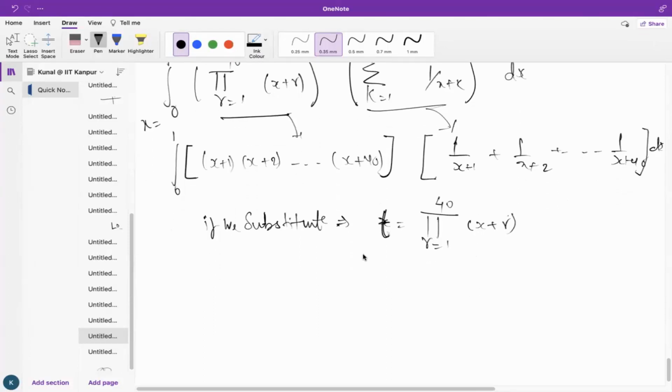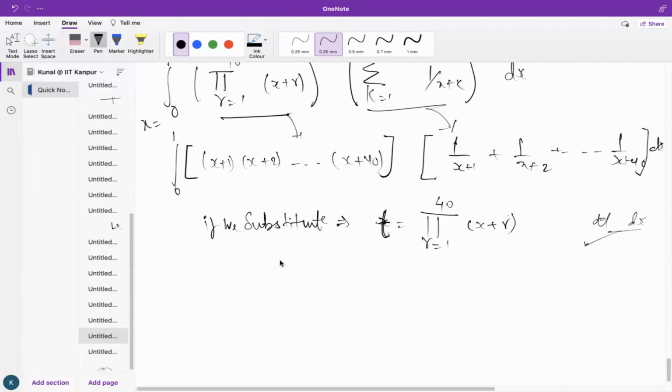And now that this is written, we can't differentiate it in an easy way. Until now, whatever we substituted, we differentiated, easily got the dt and dx terms, varied the limits using the concept of limit variation, and easily integrated, right? But here you can't differentiate this product of r is equal to 1 to 40, x plus 1, x plus 2, one at a time.